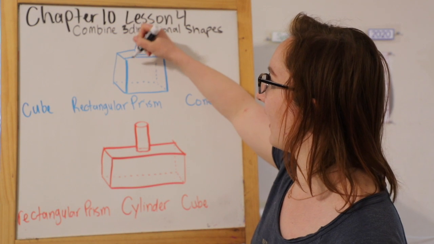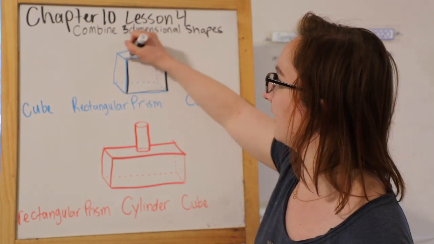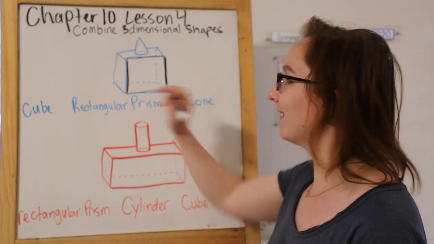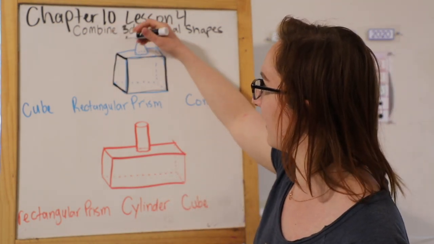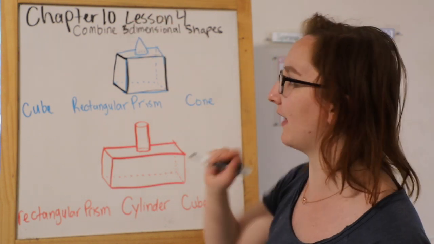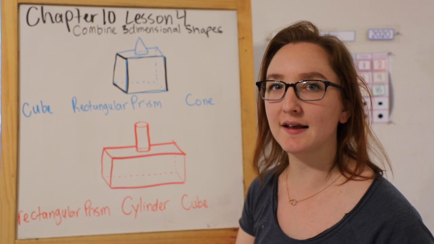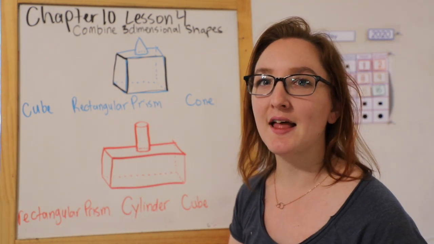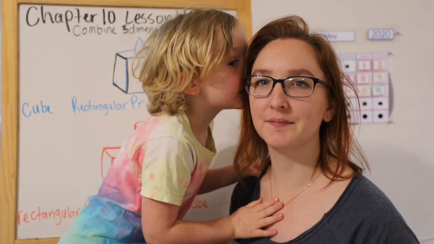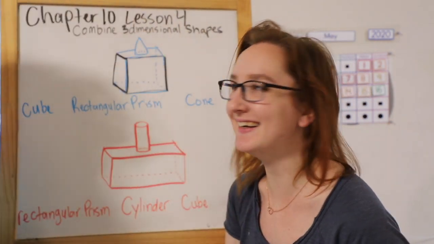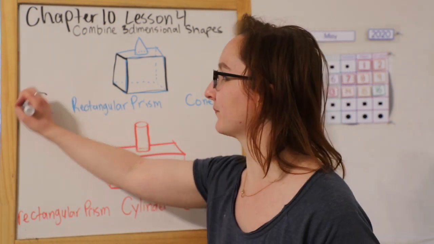When I look at that, I can see that the face of it is a square, and it looks like all the other faces are about the same size. I don't really see any rectangles in that. So I know that that is a cube. A cube is one of our three-dimensional shapes that has 6 square faces. So we're going to go ahead and circle cube.